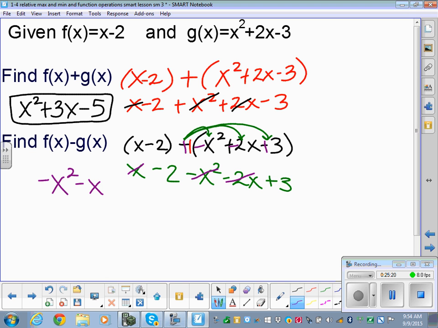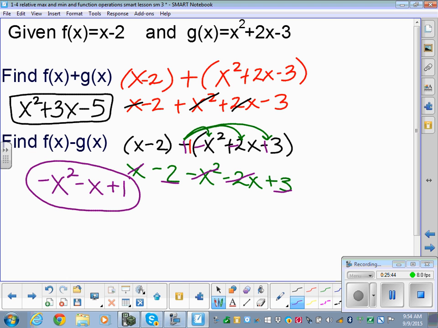And then negative 2 plus 3. Negative 2, guys, plus 3. Negative 1, positive 1. Guys, don't be scared. Just, you got it. Okay, here we go. So that would be that.